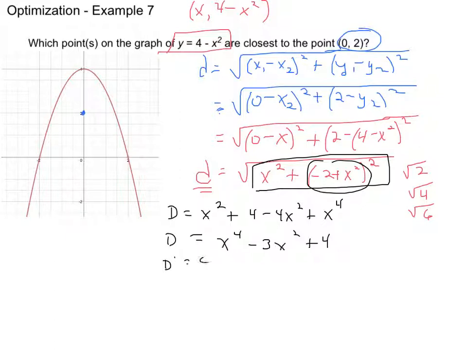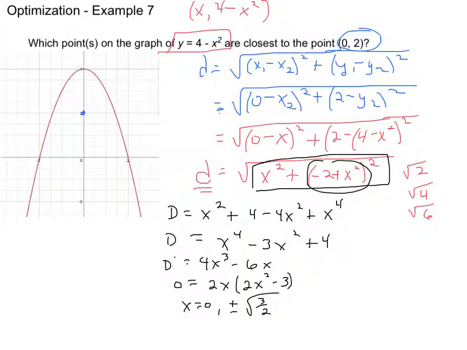So D prime is 4x cubed minus 6x, and set that equal to 0 and solve. I'm going to pull out the common factors, so I'm going to pull out a 2x, and I'll have 2x times (2x squared minus 3). And so x will equal 0, and x will be plus or minus the square root of 3 over 2. Now I need to decide if all three of those points are closest to the point (0, 2), or if only one of them is, maybe two of them are. So I'm just going to do my sign chart.